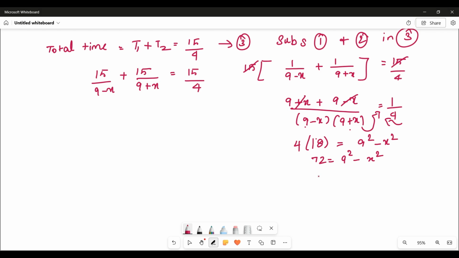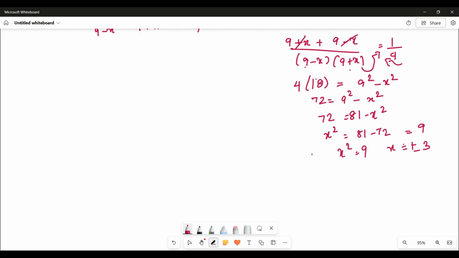So 72 is equal to 81 minus x squared. I'm taking x squared to this side and 72 to the other side. 81 minus 72 is 9, so x squared is equal to 9. So x is plus or minus the square root of 9, which is plus or minus 3. Since the speed of the stream cannot be negative, I'm ignoring x equal to minus 3. So the speed of stream is equal to 3 kilometers per hour. This is the answer. Thank you.